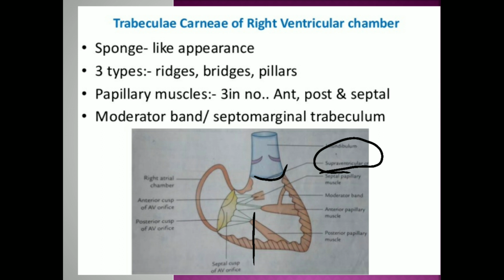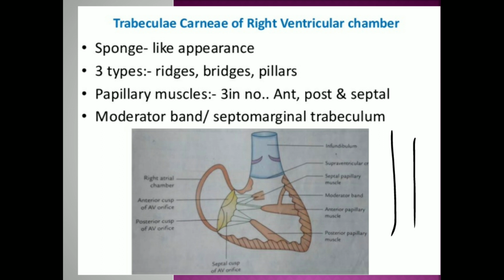Then next you are looking at bridges. You know how a bridge is, with two ends and a middle. So two ends are connected to the walls of the ventricle with a central free portion. This is called the moderator band. Moderator band is an example for bridges.